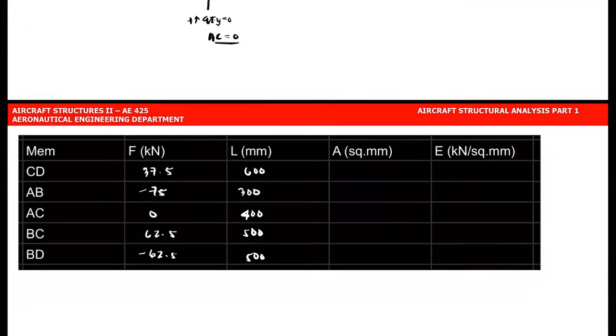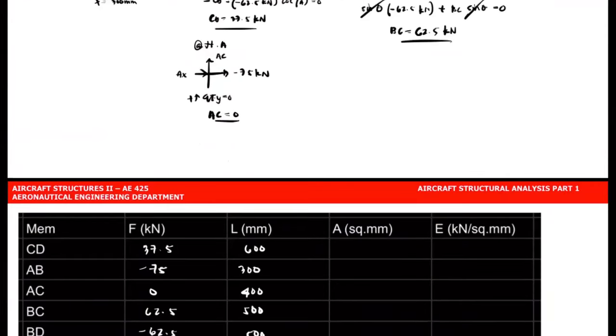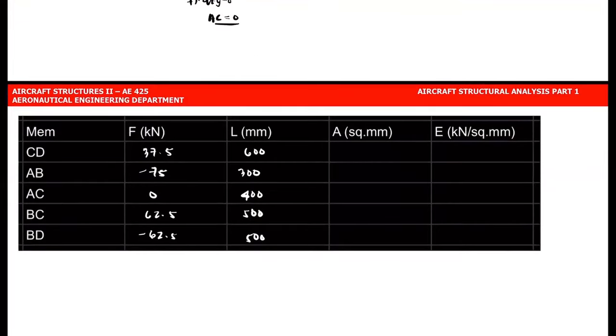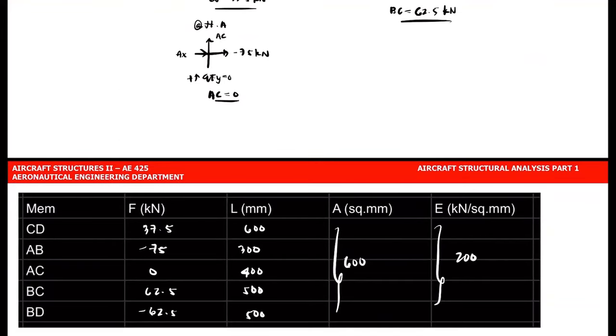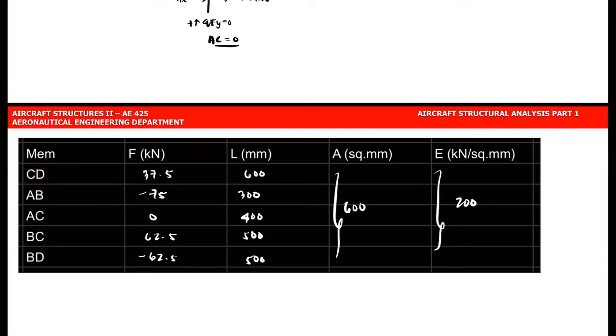Let's check if there is any correction. AB is 300, AC is 400. And A is just one, so that is 600. Our E is 200 GPa. So, let's get our U per member before we sum. We put it here. This is our strain energy, F squared L over 2AE. So, we get it per member, per element. That is 37.5 squared times 600 over 2 times 600 times 200.